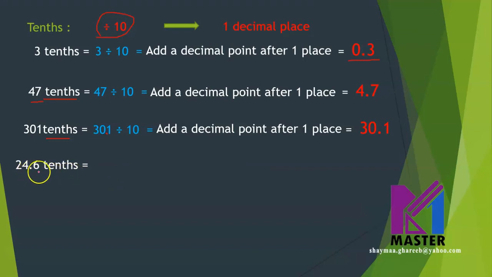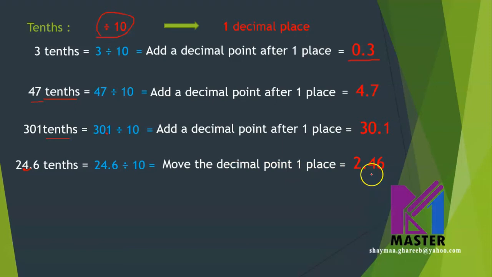What if I have a decimal number? When you divide a decimal number by 10, I move the decimal point 1 place to the left. So the decimal point will be here. When I divide 24.6 by 10, I will move the decimal point 1 place to the left, then it will be 2.46. The number is getting smaller.